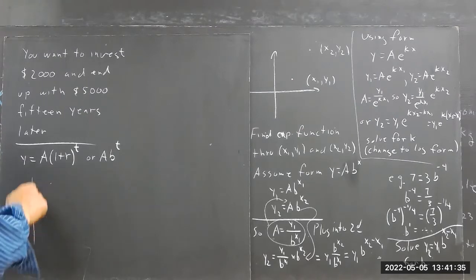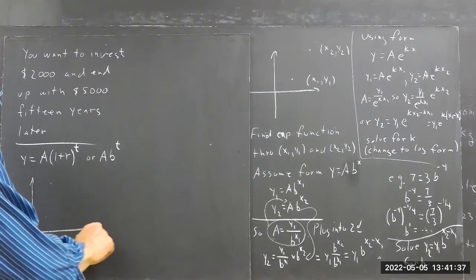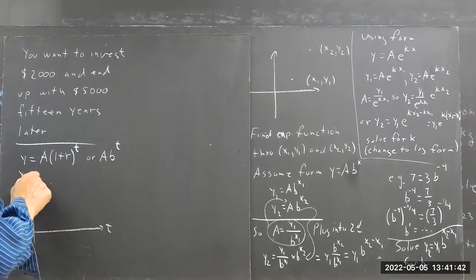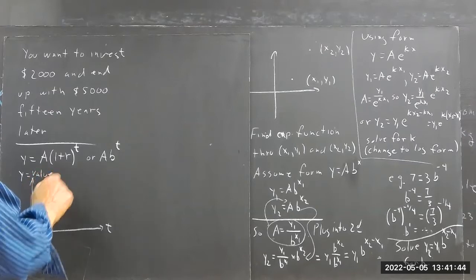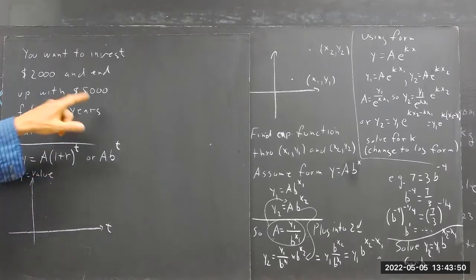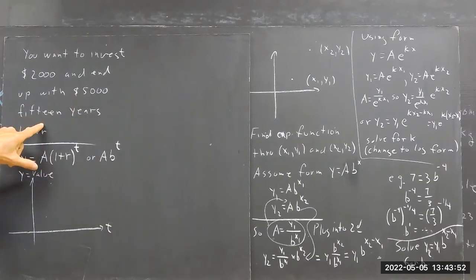If we put this information on a graph, this tells you 2 points on the graph. I want to see if you can quickly jot down a graph and show me the 2 points that you know have to be on that graph. Well, if we want to put 2 points on the graph, y is going to be $5,000 and t is 15 years, right?